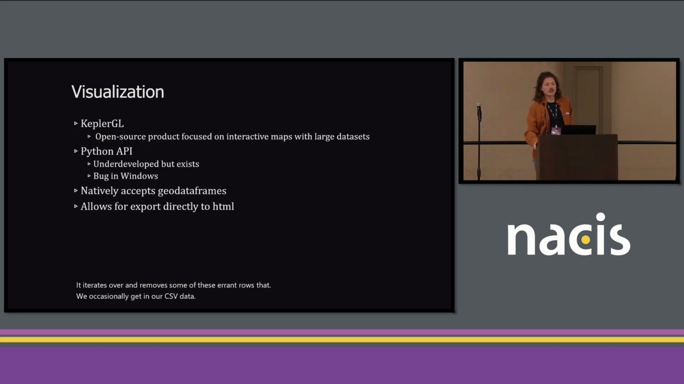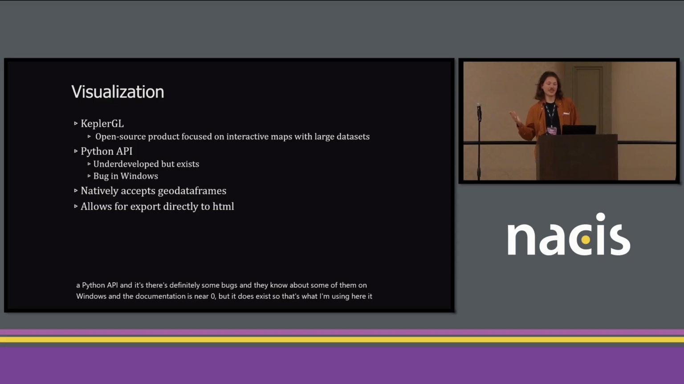To actually visualize this, I'm using Kepler GL. It's an open source product that's focused on interactive maps, especially with large data sets. The company is definitely more focused on the JavaScript side, which is totally fine. But I wanted to just continue to use Python for this and knock it all out in one place. They do have a Python API, and there's definitely some bugs, and they know about some of them on Windows, and the documentation is near zero, but it does exist. So that's what I'm using here.